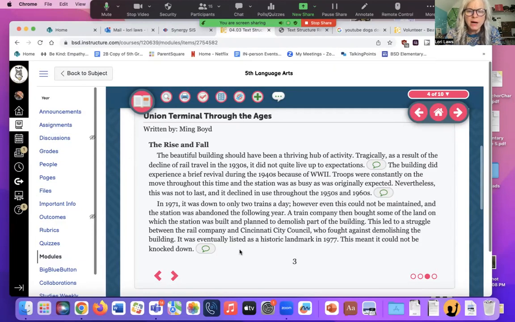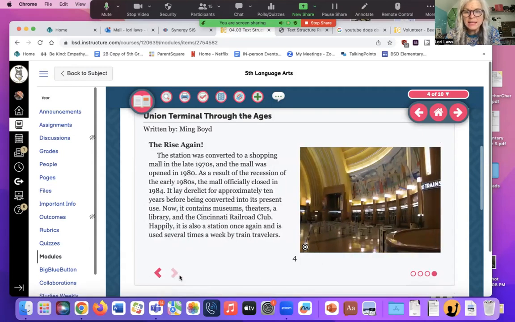A train company then bought some of the land on which the station was built and planned to demolish or break down part of the building. This led to a struggle between the rail company and Cincinnati City Council, who fought against demolishing the building. It was eventually listed as a historic landmark in 1977. This meant it could not be knocked down. The rise again. Ooh, there's the mural. Look at that. The station was converted to a shopping mall in the late 1970s, and the mall was opened in 1980.